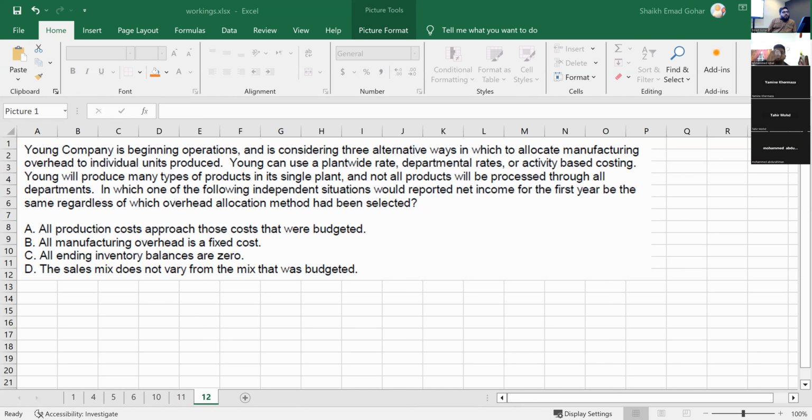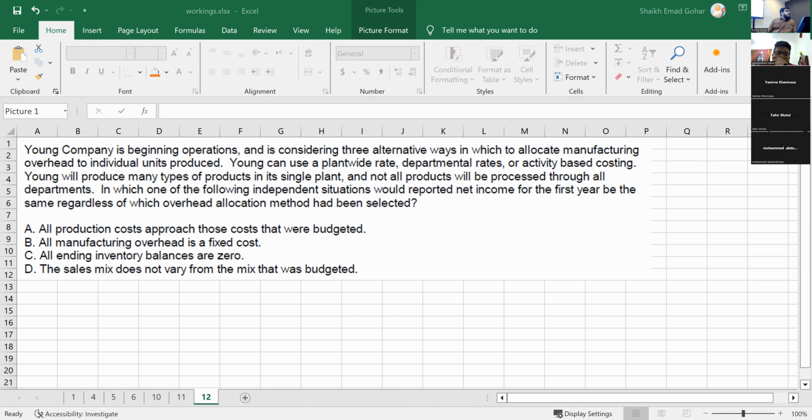So they are saying the company is beginning operation. When they say beginning operation, it means opening stock is zero. So we need closing stock also zero. If closing stock is also zero, it means whatever was produced is sold. So all the cost has to be charged in the current year. There is no way you can transfer any overhead to the next year. Which option is telling you closing stock zero?